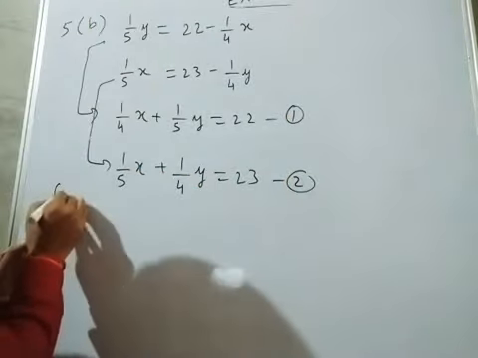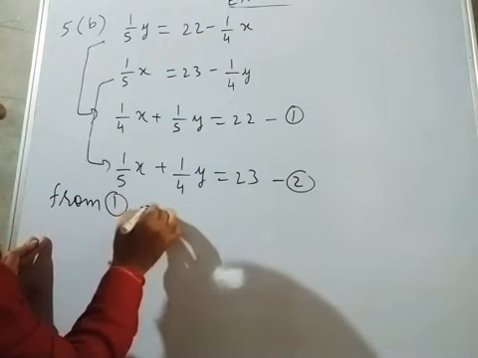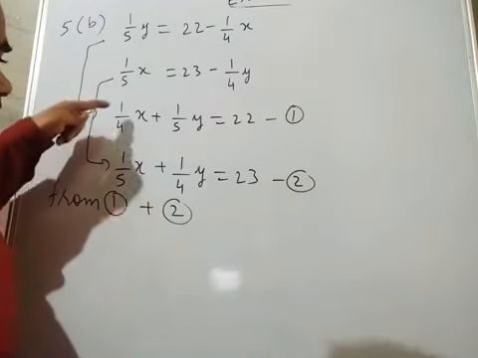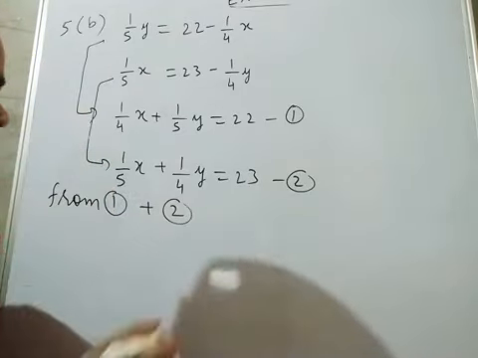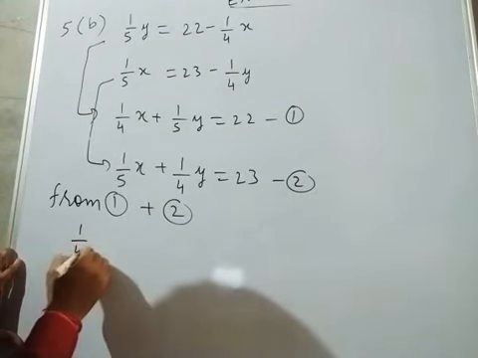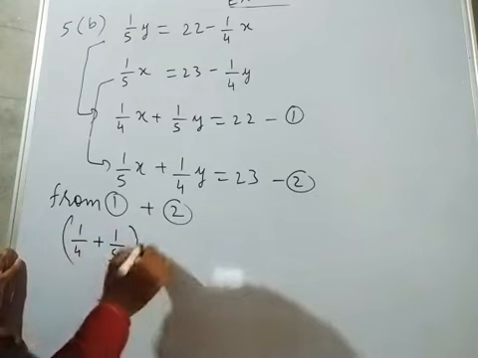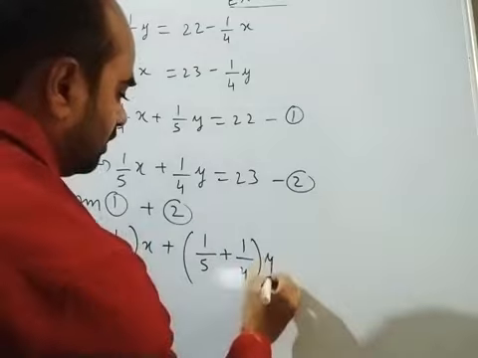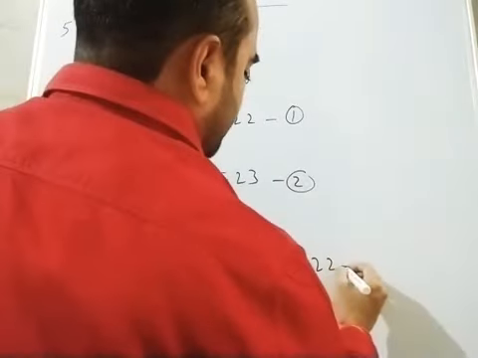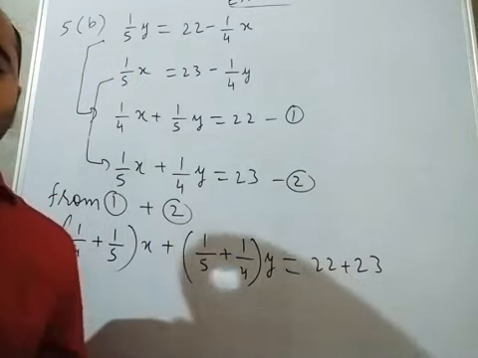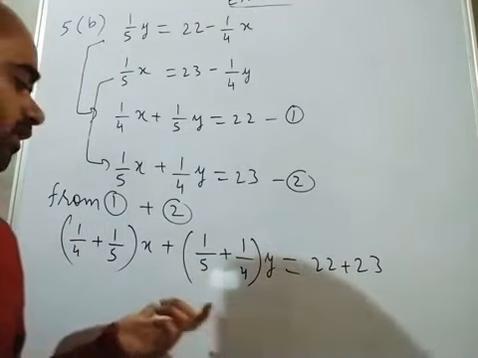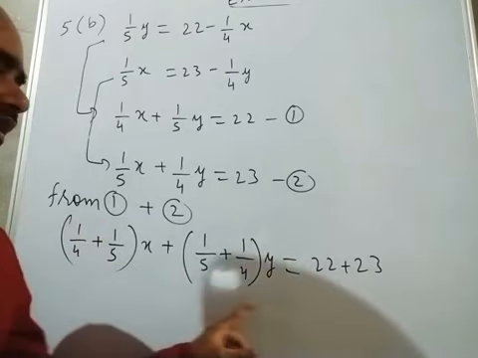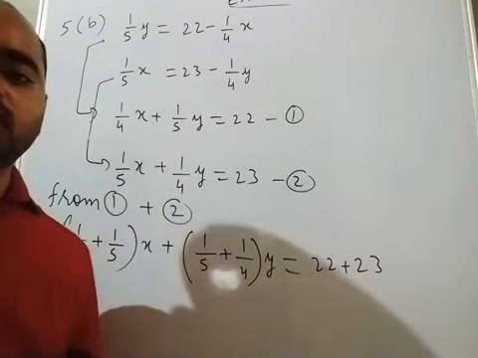Now if we add both the equations, suppose this is equation 1, equation 2. First we will add both the equations, 1 plus 2. Then this will become 1 upon 4 plus 1 upon 5 x plus 1 upon 5 plus 1 upon 4 y is equal to 22 plus 23. Now after addition what will come? This will come 9 upon 20x, 9 upon 20y, and this will come 45. Correct?